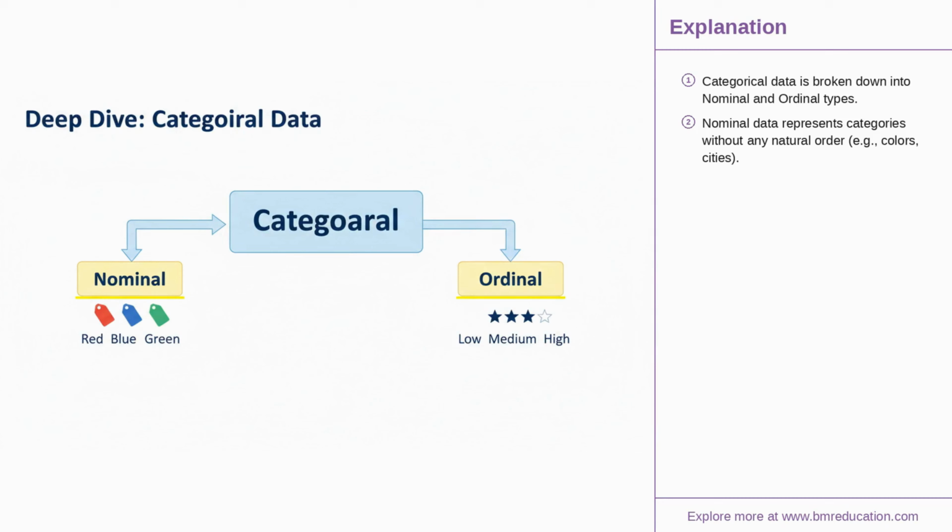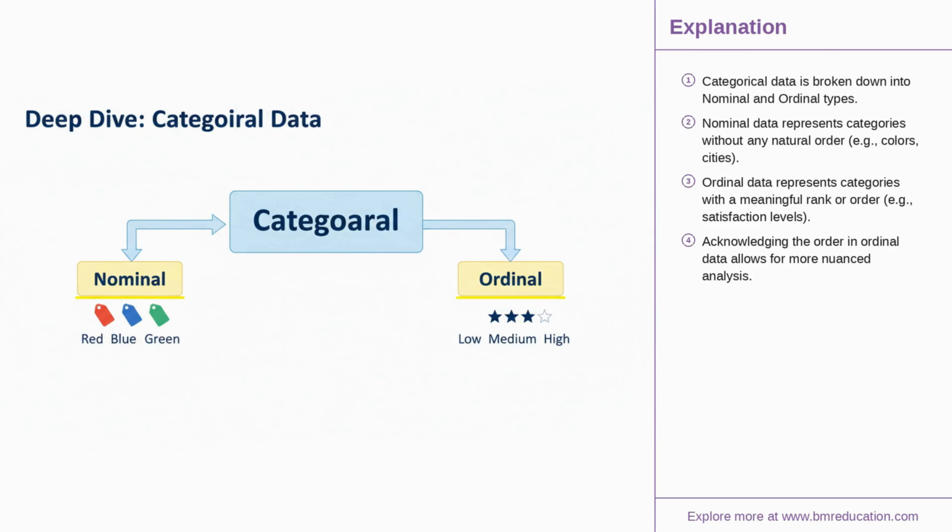Now for categorical data. This type also has two important subcategories. Nominal data consists of labels with no intrinsic order, like country or brand. Ordinal data, however, has a meaningful order or ranking, but the distance between ranks isn't defined. Think of customer satisfaction ratings like poor, good, and excellent. Recognizing this order is key to proper analysis.